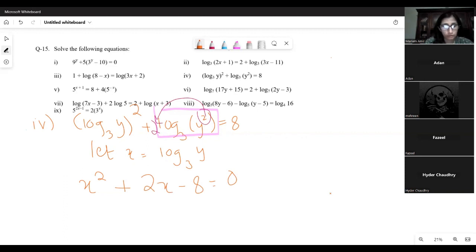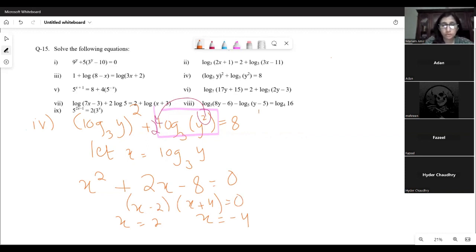Solving this in my calculator, so getting x equals 2 and x equals minus 4. Now I'm going to take it one step backwards. Okay. So I've solved the quadratic equation. Now I'm going to replace x with log base 3 of y, so log base 3 of y equals 2 and log base 3 of y equals minus 4.